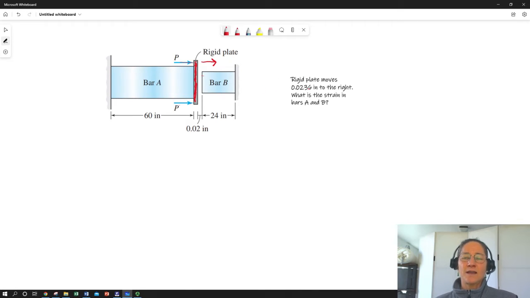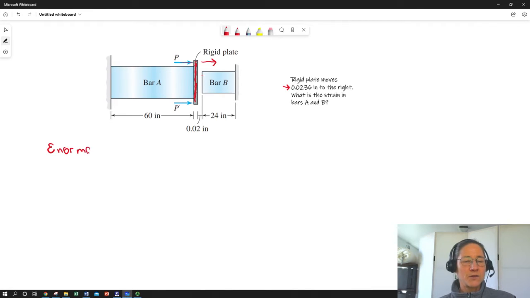So we're asked, what are the strains in bars A and B if the rigid plate moves 0.0236 inches to the right? And so this is in the direction of my red arrow. Okay, so again, we're looking at normal strain. We're not shearing it. If the plate moved up, we would end up inducing a shear strain on bar A, but it's moving to the right, so it's going to stretch it, an axial strain.